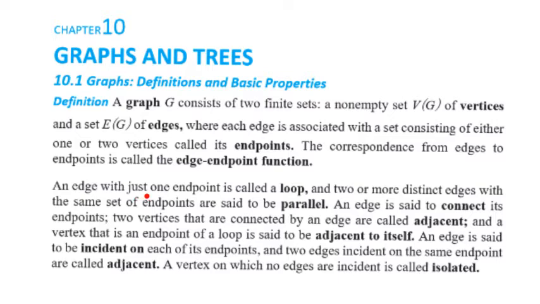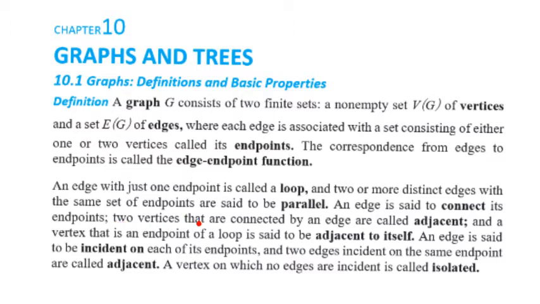An edge with just one endpoint is called a loop. Two or more distinct edges with the same set of endpoints are called parallel edges. So if two or more edges have the same set of endpoints, we call them parallel edges. Also, an edge is said to connect its endpoints.